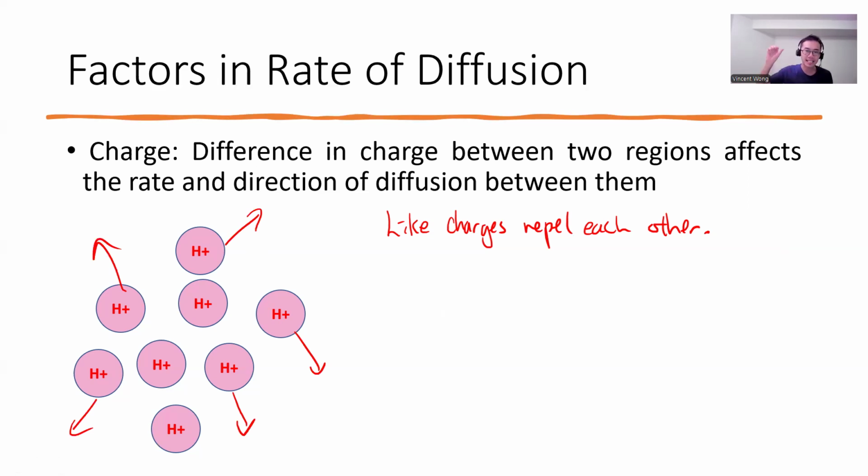So 4 factors: size, temperature, steepness of concentration gradient, and then the charge. Anybody have any question?